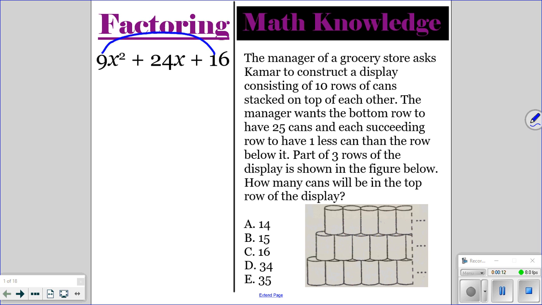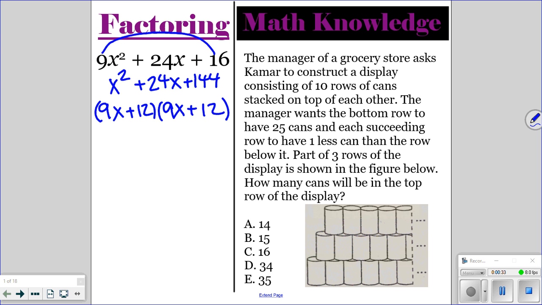So you're going to do 9 times 16, which is going to give you x squared plus 24x plus 144. From there, you're going to replace the 9 and factor it. I like to do these at the same time. If you need to factor it before you replace it, you can. But I hope you're starting to get to where you kind of shorten this a little bit.